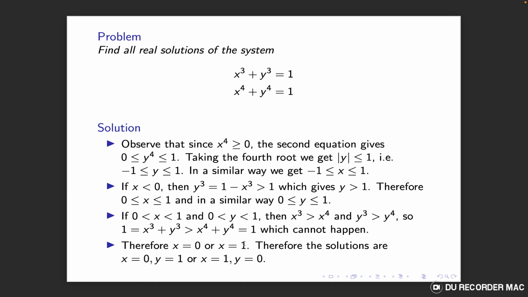And of course we can again flip the roles of x and y, and we will get that either y is 0 or y is 1. So finally we obtain that all the solutions are x equals 0, y equals 1, or x equals 1, y equals 0. All right, so thank you for watching.